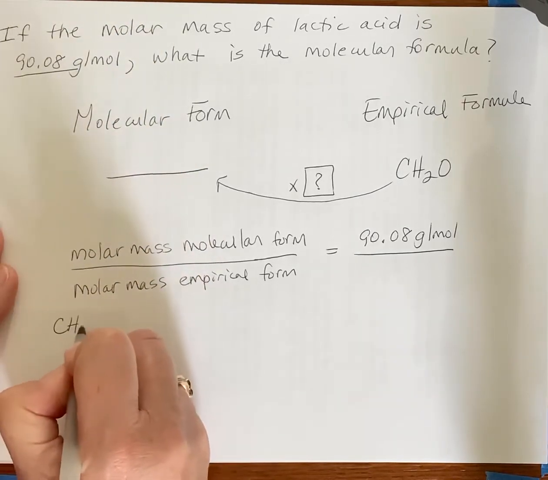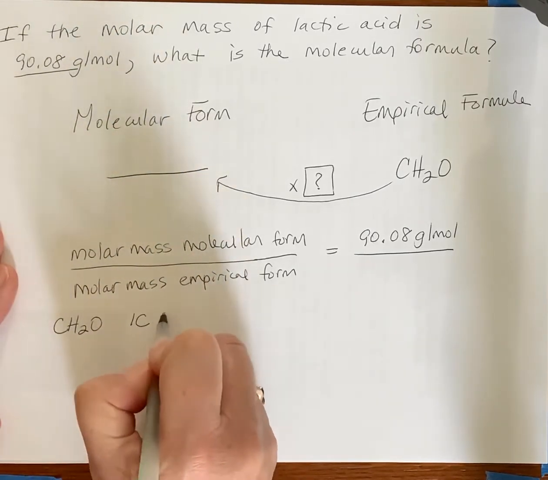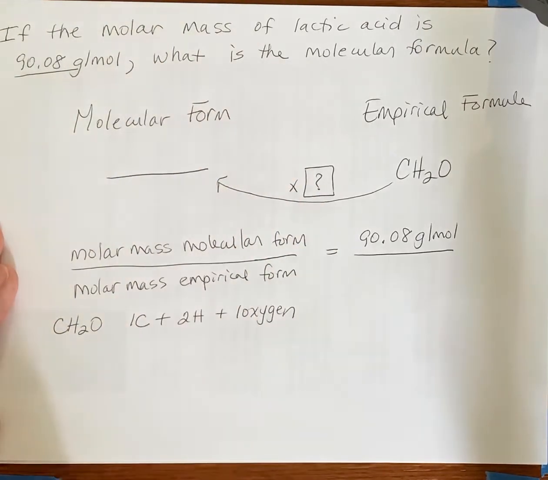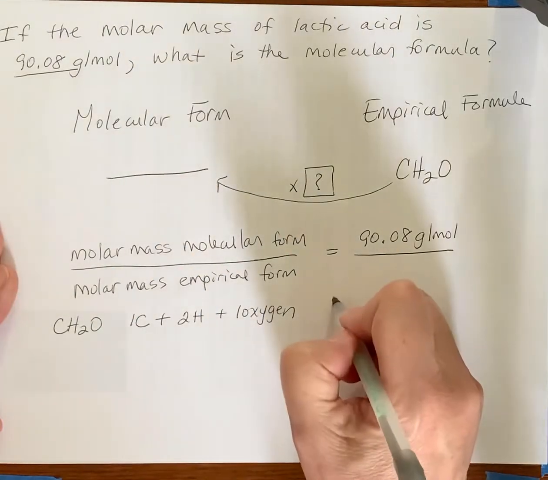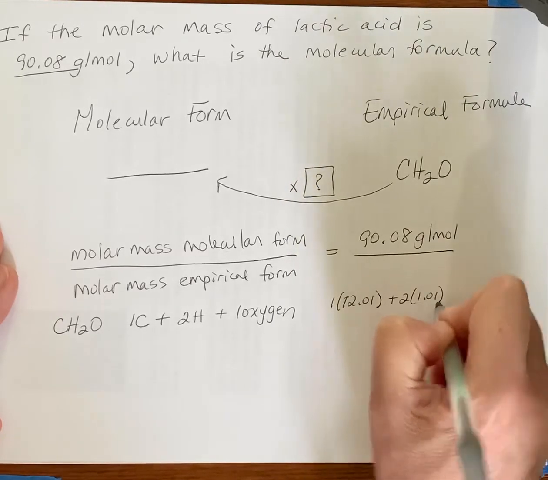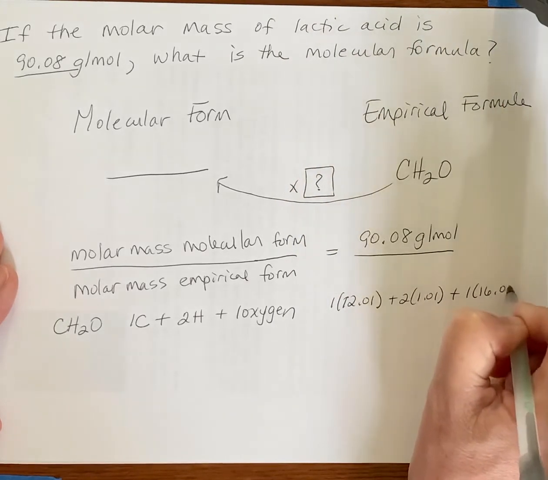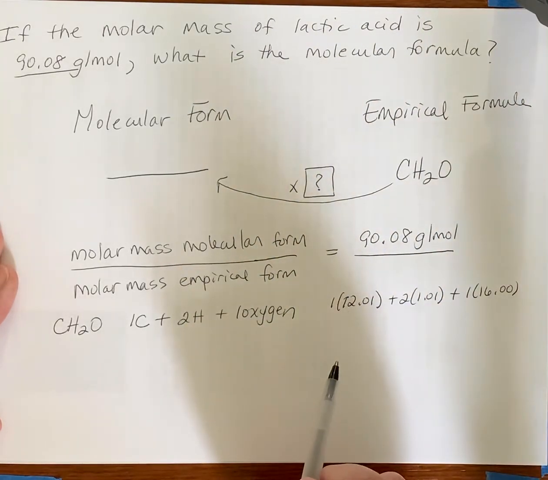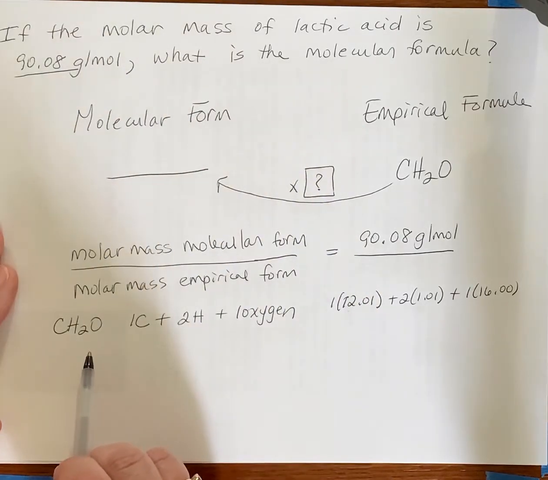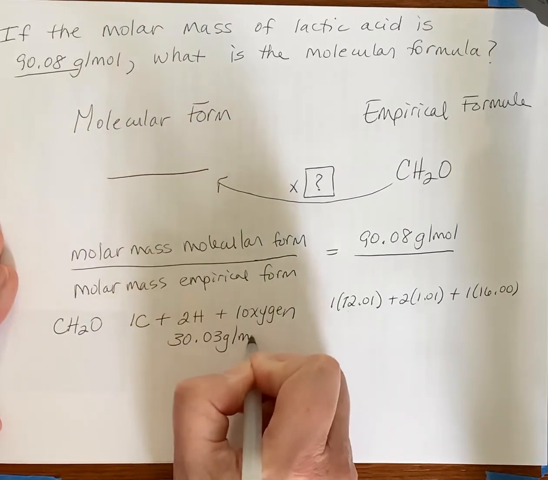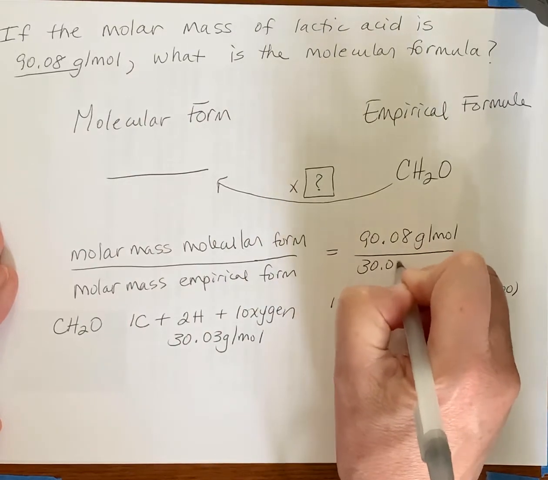So I can take CH2O, which has 1 carbon, 2 hydrogens, and 1 oxygen, and I can calculate my molar mass. 1 times 12.01 plus 2 times 1.01 plus 1 times 16. Each of these numbers, 12.01, 1.01, and 16.00, if you remember, is the atomic mass from the periodic table. So the molar mass that I obtain is 30.03 grams per mole, and I'm going to plug that in up here.